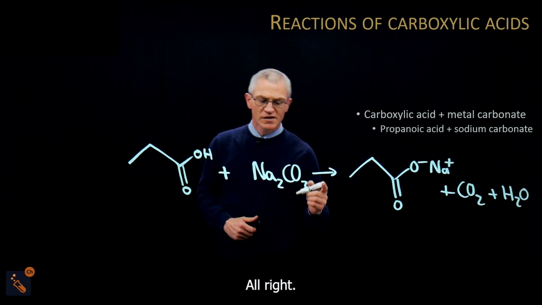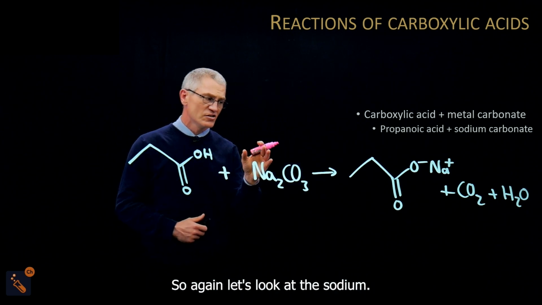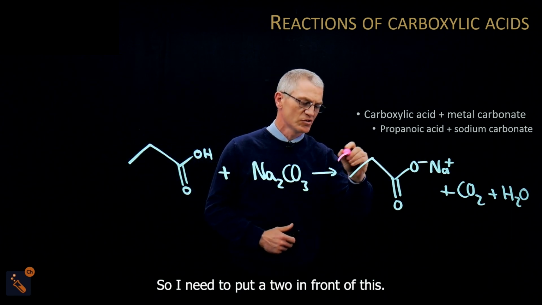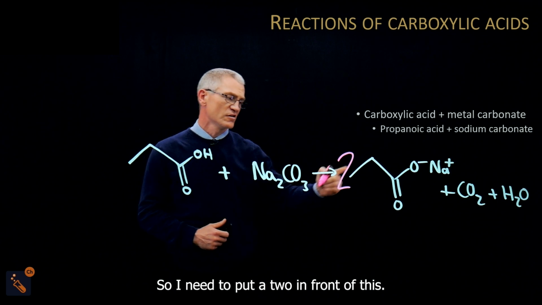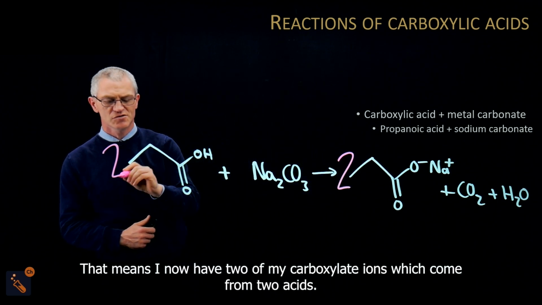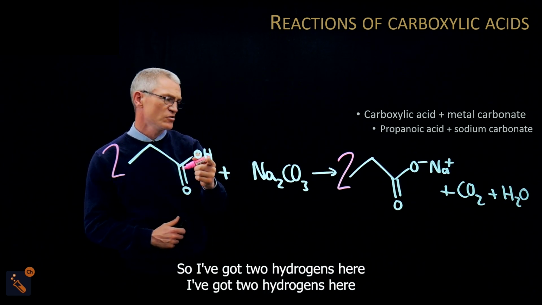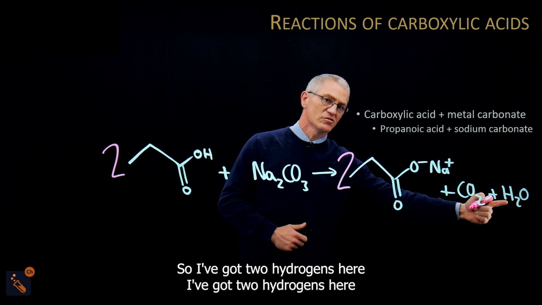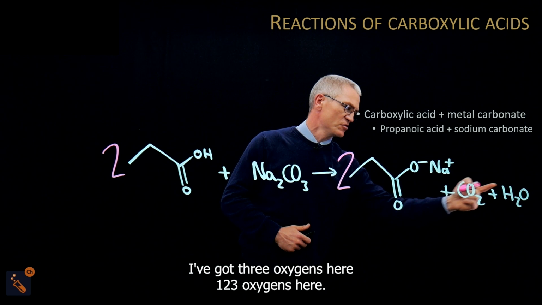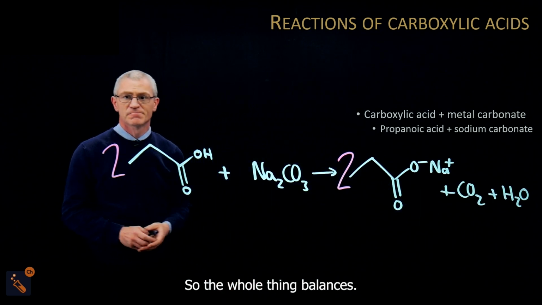We then need to balance the entire thing. So again, let's look at the sodiums to start off with. You see 2 sodiums, you see 1 sodium. So I need to put a 2 in front of this. That means I now have 2 of my carboxylate ions, which come from 2 acids. And then I have a look at the hydrogens. Do the hydrogens balance? So I've got 2 hydrogens here. I've got 2 hydrogens here. I've got 3 oxygens here. 1, 2, 3 oxygens here. So the whole thing balances.